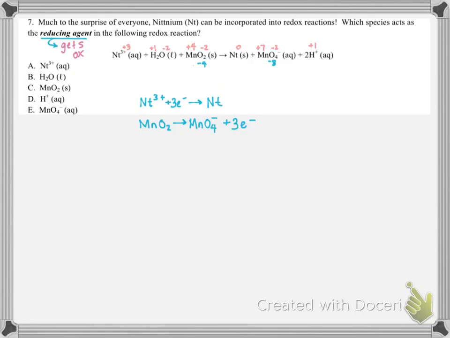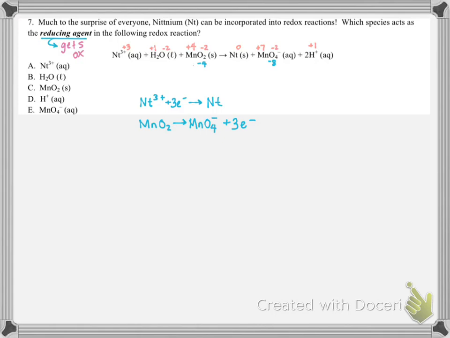In number 7, we have this redox reaction with nitnium. And we have the whole reaction, and they want us to figure out which is the reducing agent. And so we know the reducing agent is going to be whatever gets oxidized. And so to keep track of how the electrons are moving around, we'll assign oxidation numbers. And we can see that the nitnium is changing from +3 to 0. And those were easy to keep track because they're just on their own.